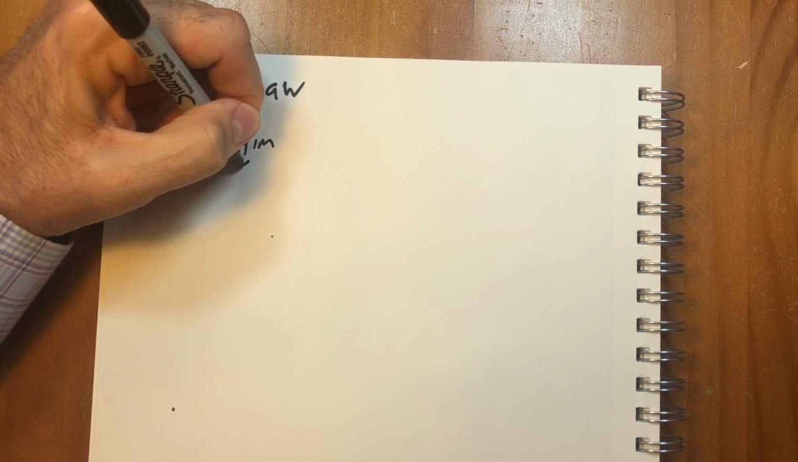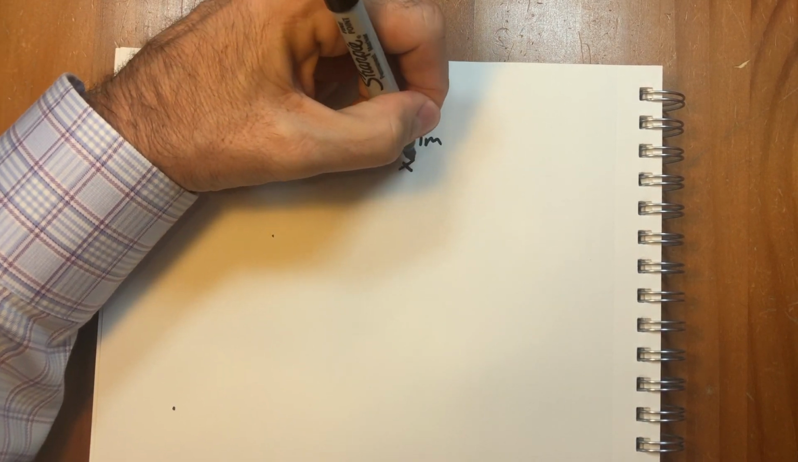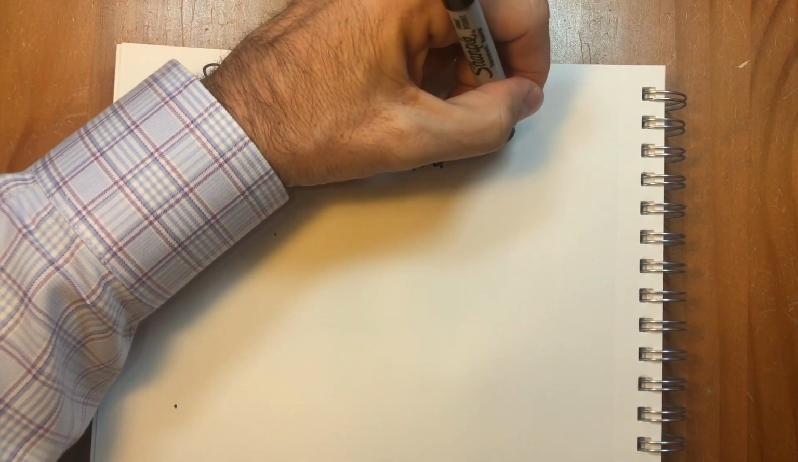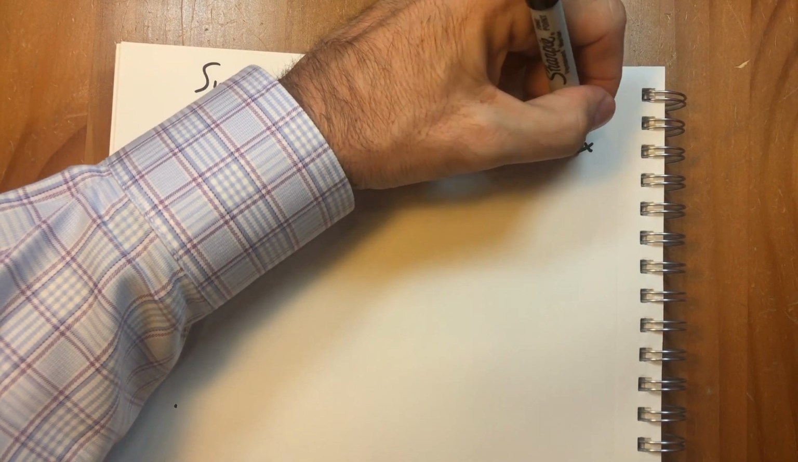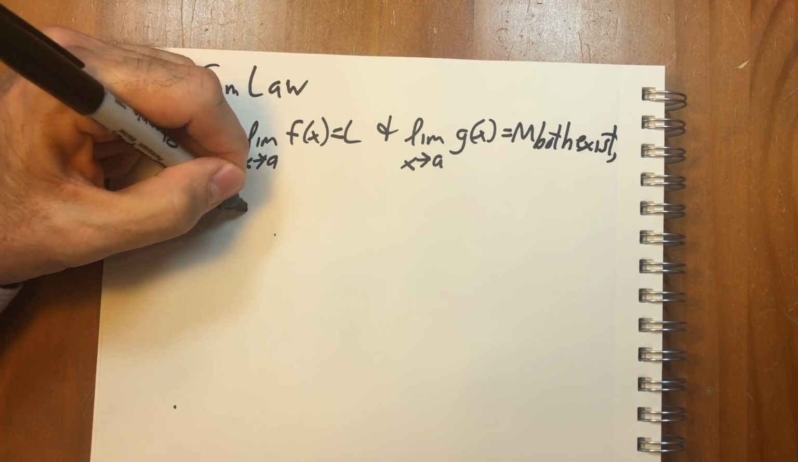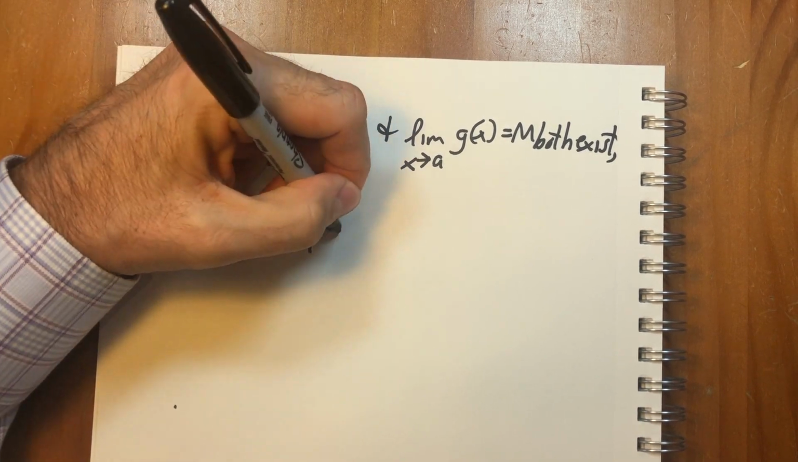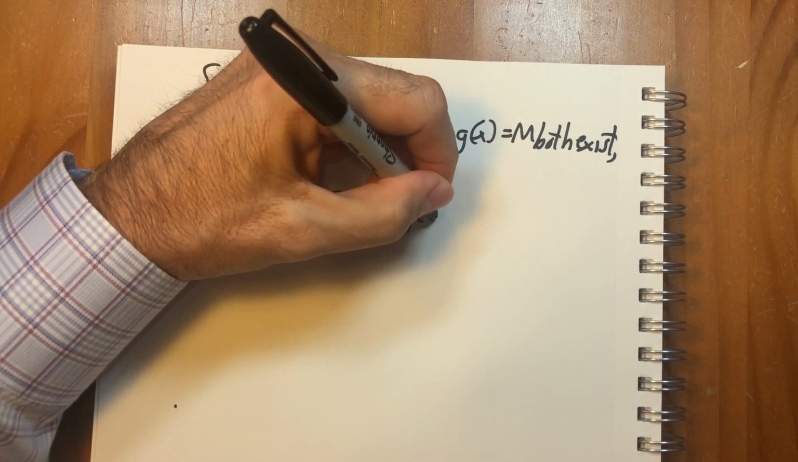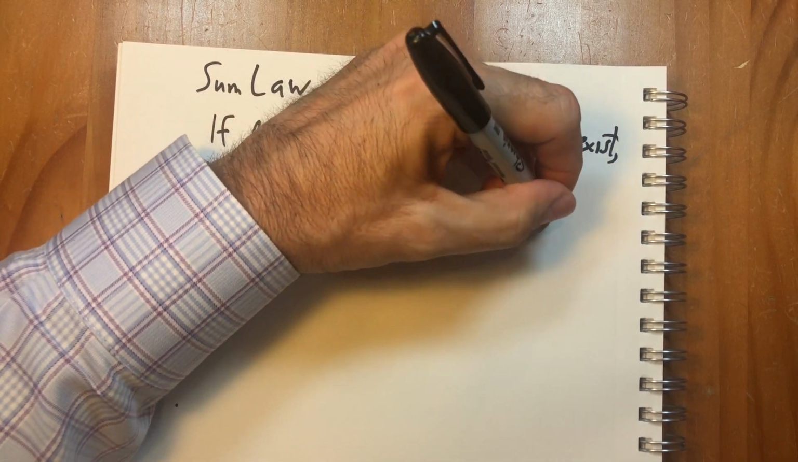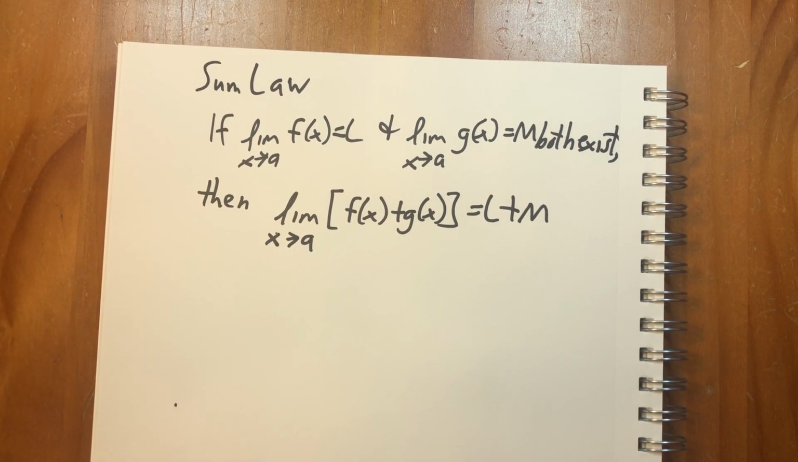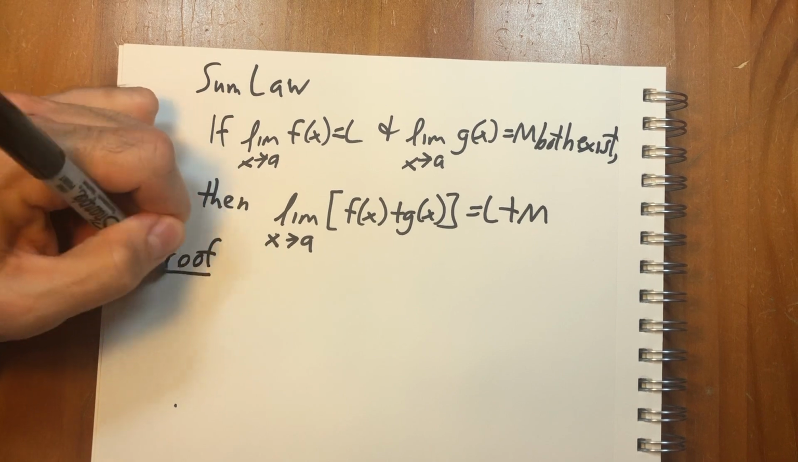So for example, the sum law states that if the limit as x approaches a of f of x equals L and the limit as x approaches a of g of x equals m both exist, then the limit as x approaches a of f of x plus g of x equals the two limits, L plus m. That's the sum law. Let's just prove this using epsilon delta.